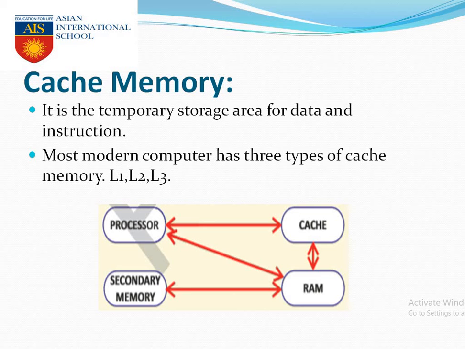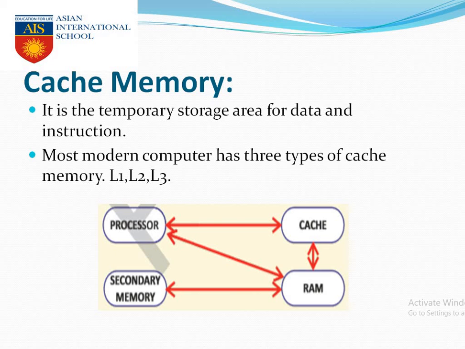I am going to repeat it once again for you. If a processor wants to give some instruction, what it will do, it will give the instruction first to the cache memory. If the file is present in your cache, then your processor doesn't have to go to the RAM and secondary memory. It can access the file directly from the cache. So your cache will update the file and it will give the output to the processor.